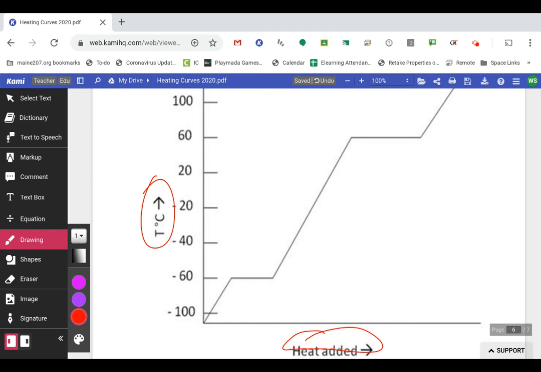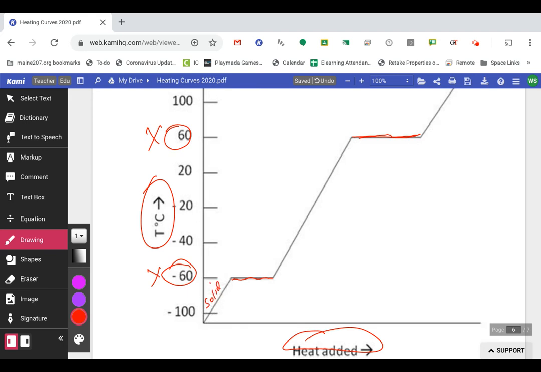We know it's not water because the flat lines for the phase changes are occurring at -60 and +60 degrees. If this were water, this bottom one would have to be 0 and this top one would have to be 100. So this isn't water. Now, at really, really cold temperatures, you have solid only.